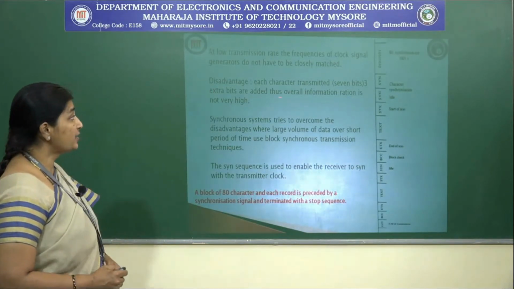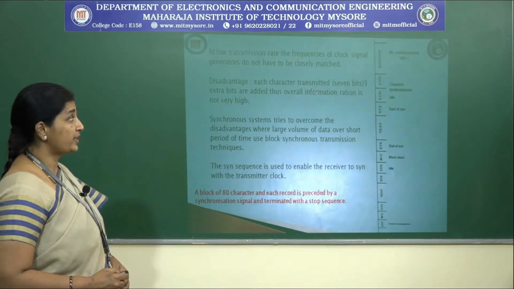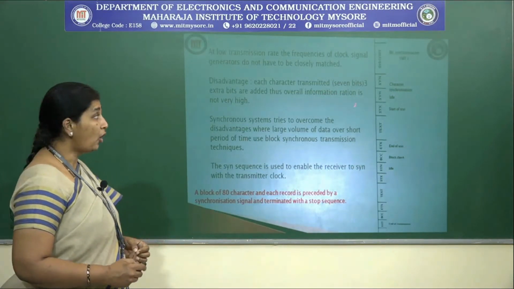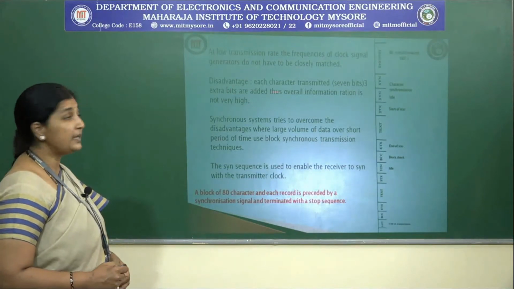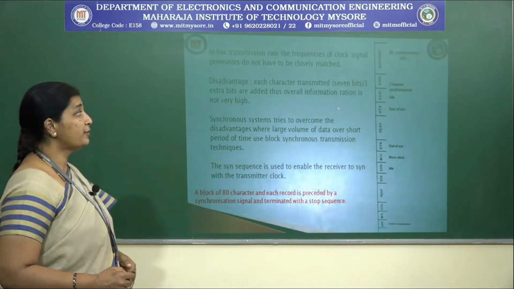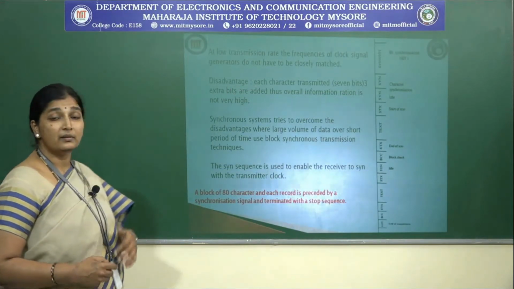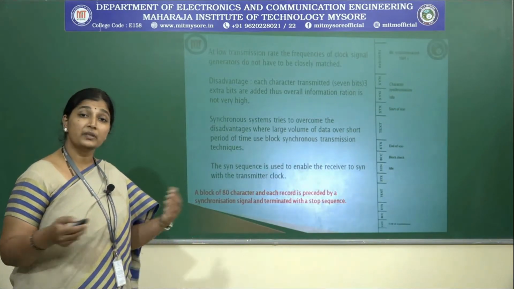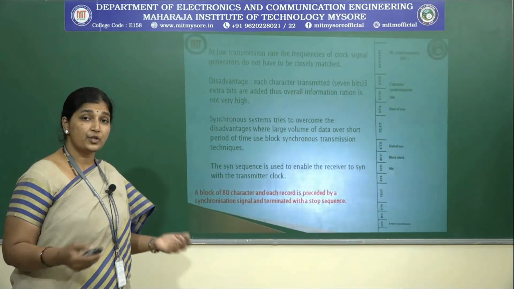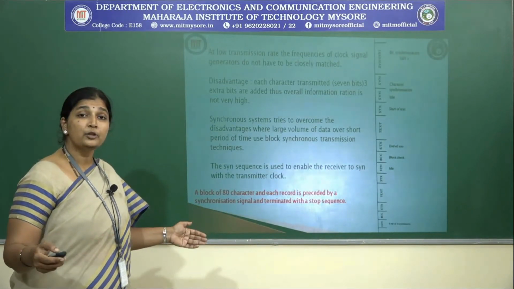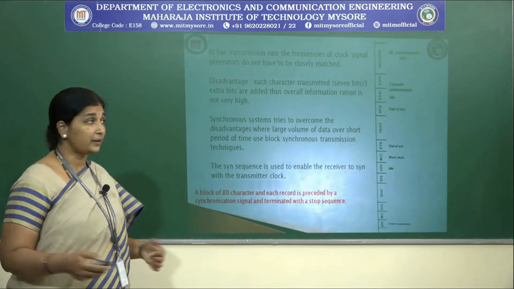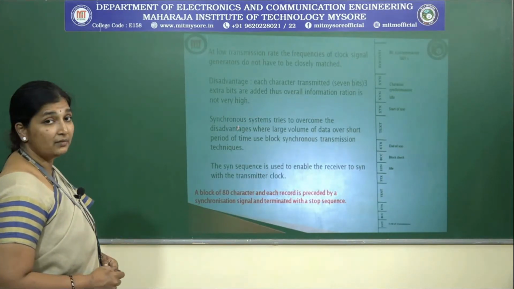So the disadvantages: each character transmitted, in the example we have taken 7 bits. Along with that you have 3 extra bits being added. Thus the overall information ratio is not very high. Information is not high, but along with that you have additional 3 bits added. So you have the length of data becoming very big, a very long stream of data. So that is a disadvantage.